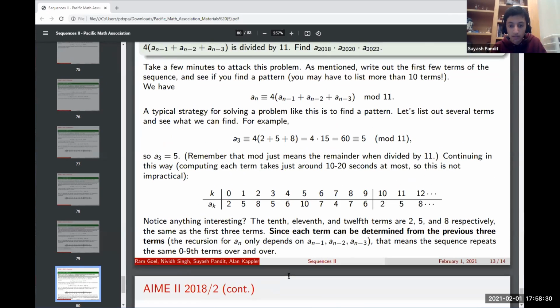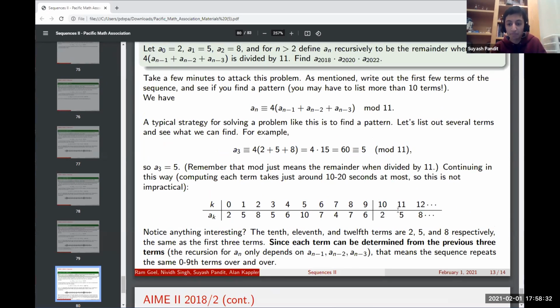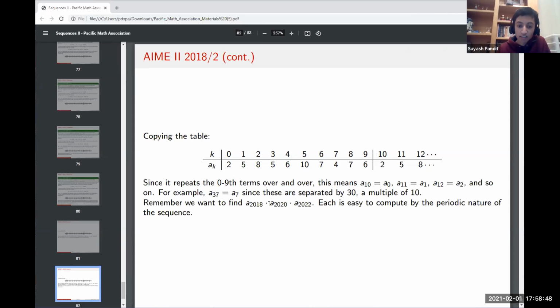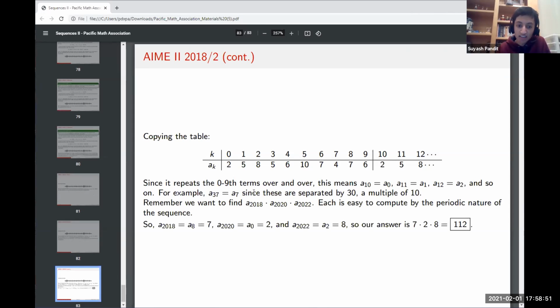Each term depends on the previous 3. So by the time you compute a of 12, you can be sure that it repeats the same 0 through 9 terms. So the key thing is that A10 equals A0, A11 equals A1, and A12 equals A2. And for example, A37 equals A7 because it repeats every 10 terms. So we want to find A2018 times A2020 times A2022. That's going to be equal to A8 times A0 times A2. A8 is 7, A0 equals 2, and A2 equals 8, so it's 112. I went kind of fast here, but we did see this before.